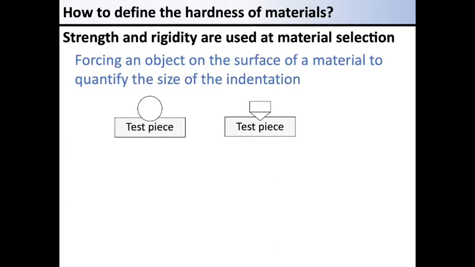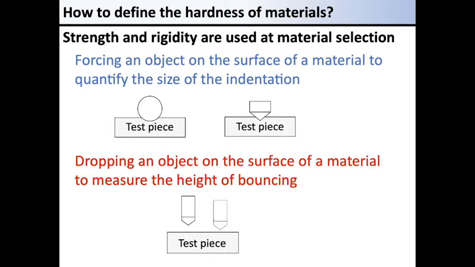The first is forcing an object on the surface of a material to quantify the size of the indentation. The second is dropping an object on the surface of a material to measure the height of bouncing. Now, I am introducing a few types of hardness measurement that force a test piece on the surface of a material to quantify the size of the indentation.